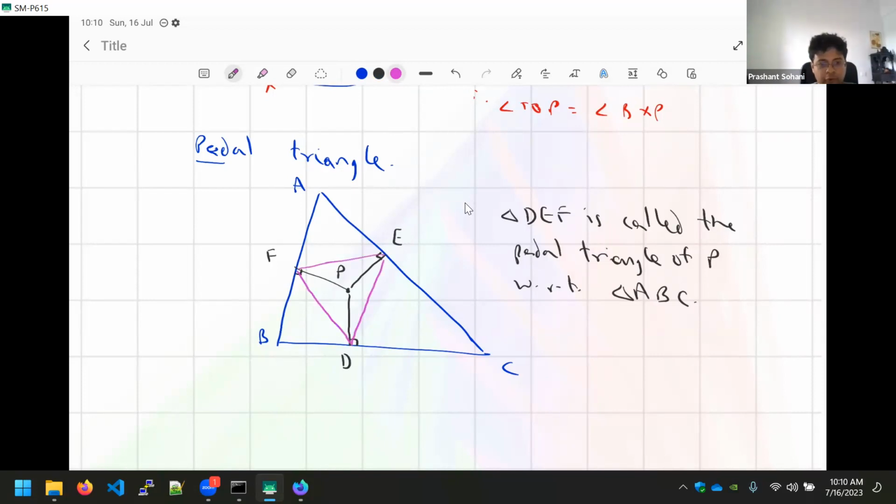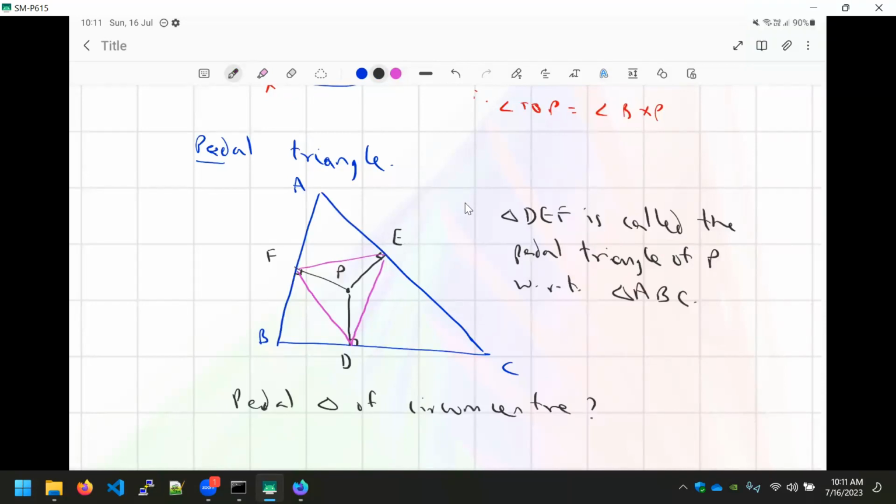And as the point P moves, you can imagine how this pedal triangle may change its shape. And for some special points, this triangle DEF is also special. So for example, can you tell me anything special about the pedal triangle of the circumcenter? Anything special about this pedal triangle? So it's the midpoints of the sides. Correct. So the feet of DEF will be the midpoints of the sides.